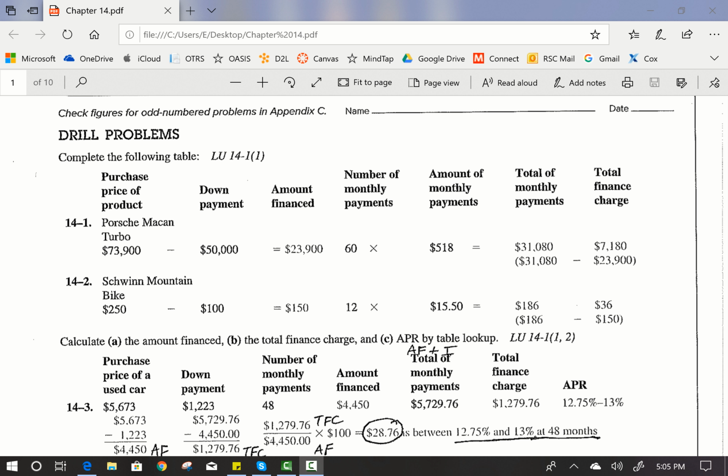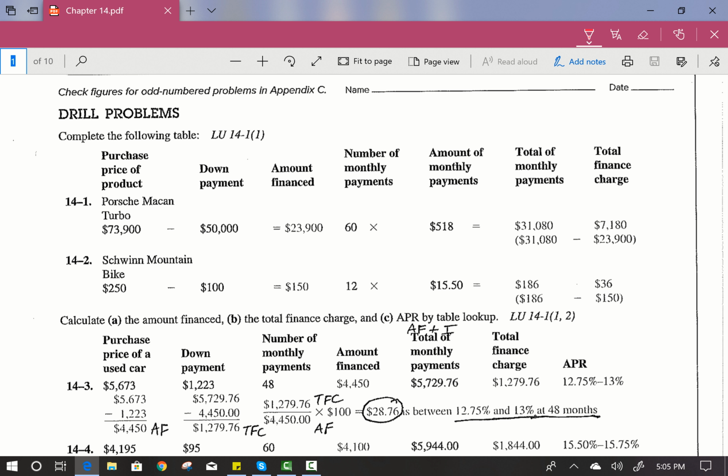Okay, first of all, at the end of chapter 14, we have a Porsche Turbo that costs on the lot $73,900, and we are going to make a down payment of $50,000. So therefore, the amount that we're going to finance it for is $23,900. Okay, so all we did was subtract the down payment from the purchase price to give us the amount financed.